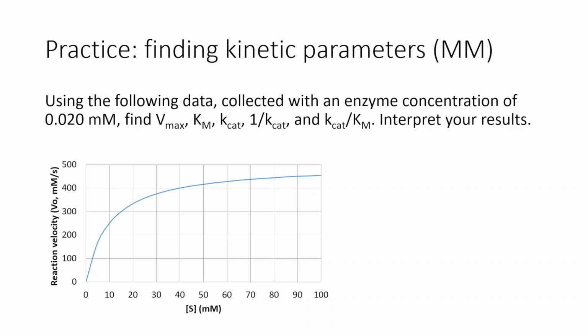So here is a little practice plot. Using this plot, which was collected with an enzyme concentration of 0.020 millimolar, please go ahead and find the Vmax, the Km, the Kcat, 1 over Kcat, and Kcat over Km. I'll give you another few minutes to work on this. Again, please feel free to work with a neighbor, and we'll come back together and discuss it in a few minutes.